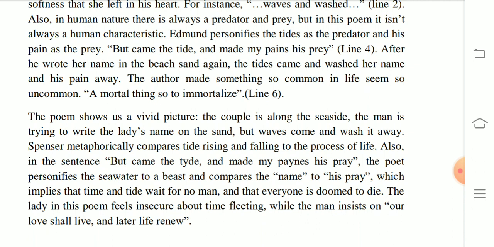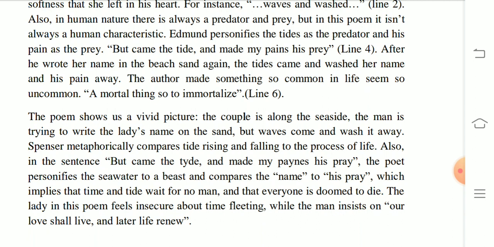The poem shows us a vivid picture. That is, the poet makes use of symbolism, images. The couple is along the seaside, the man is trying to write the lady's name on the sand, but waves come and wash it away. Spenser metaphorically compares the tide rising and falling to the process of life. Also in the sentence, "but came the tide and made my pains his prey," the poet personifies the sea water as a beast and compares the name to his prey, which implies that time and tide wait for no man and that everyone is doomed to die.